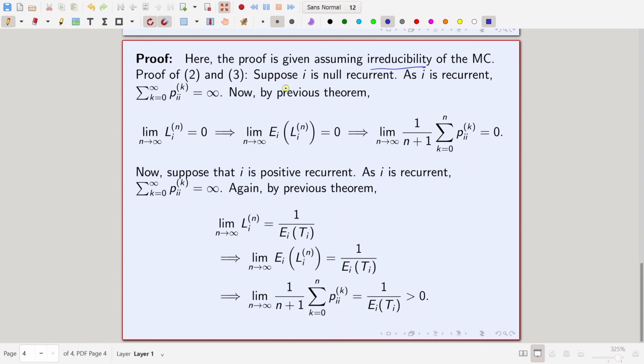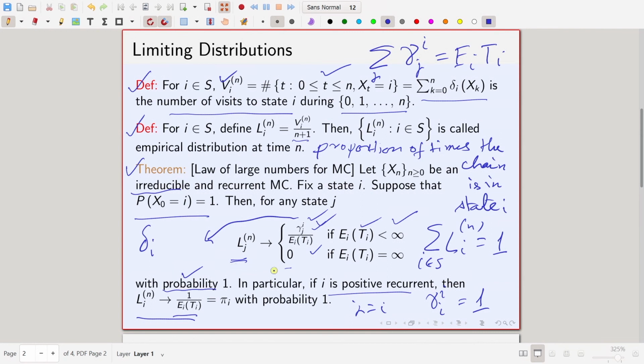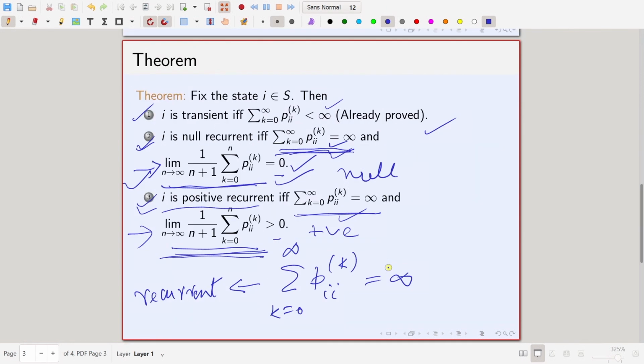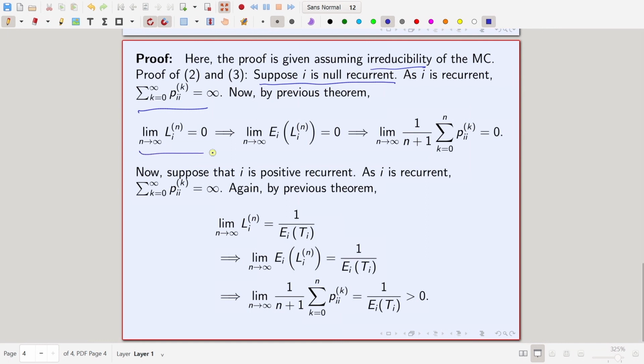So suppose we first look at I being null recurrent. Now as I is recurrent, this is equal to infinity. We have already seen this in a previous theorem, this one. It says that for j equal to i, l_n(i) converges to 0 if E_i[T_i] is less than infinity, or in other words if I is null recurrent. So the limit as n goes to infinity of l_n(i) is equal to 0.